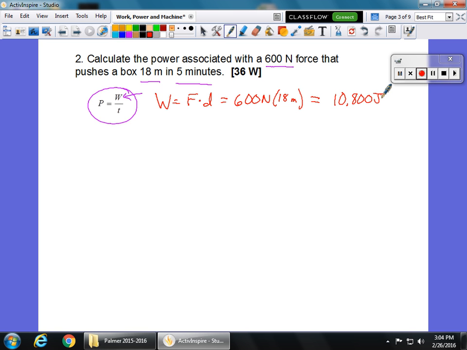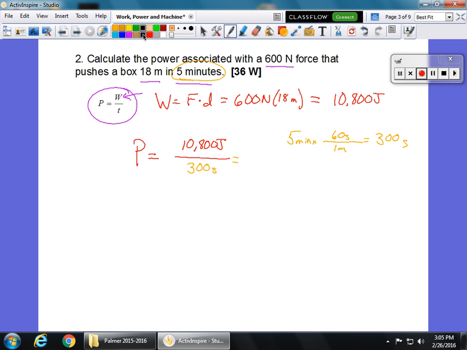Now we're going to substitute into our power equation. Power is work over time. We have the work, and the work is 10,800 joules. But the time has got to be in seconds. If I come back to the problem, it's giving us a time in minutes. So 5 minutes, let's do a quick calculation over here. We need to turn that into seconds. 1 minute is 60 seconds per minute, which is going to give us 300 seconds. So we're going to put 300 seconds on the bottom for the time.